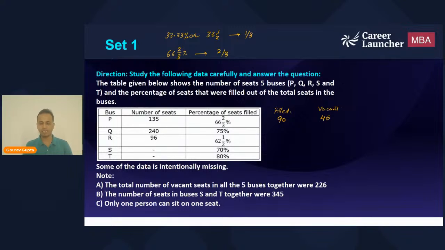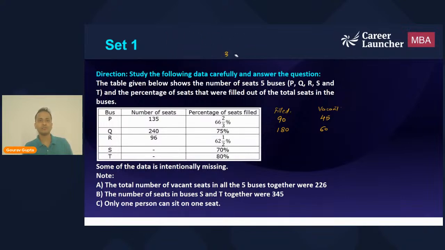Very good. Now for bus Q, 75% in terms of fractions is 3 by 4. So 3/4 of 240 seats. Look at the top of the screen. 3/4 of the total number of seats, 240, will be 180. So out of 240, 180 are filled and the remaining 60 will be vacant. All right, fine. I hope I'm clear with each and everything that I have explained up till now.